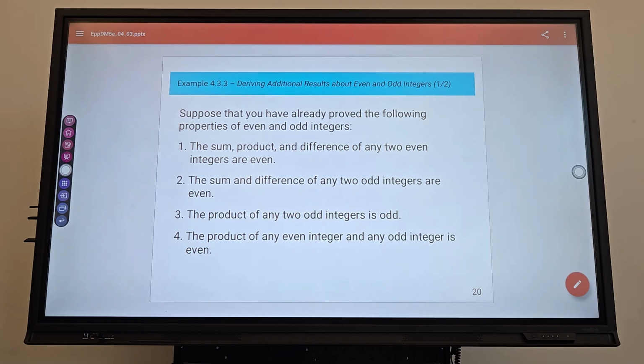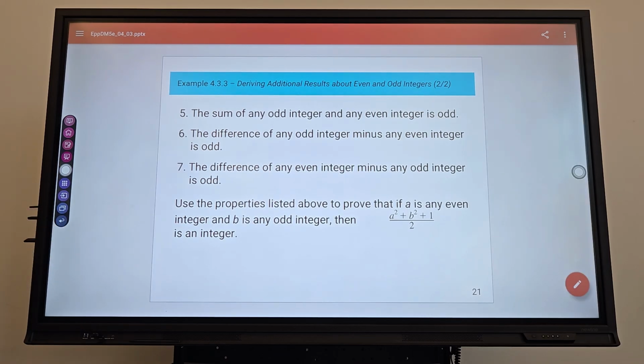And the product of any even integer and any odd integer is even. The sum of any odd integer and any even integer is odd. The difference of any odd integer minus any even integer is odd. The difference of any even integer minus any odd integer is odd. Use the properties listed above to prove that if A is any even integer and B is any odd integer, then A squared plus B squared plus 1, divided by 2, is an integer.